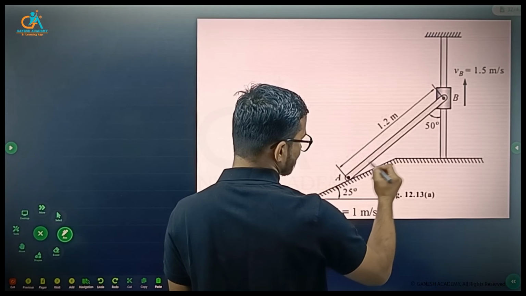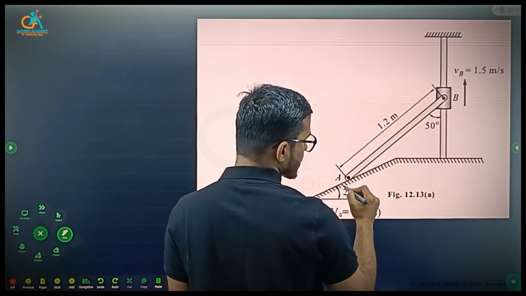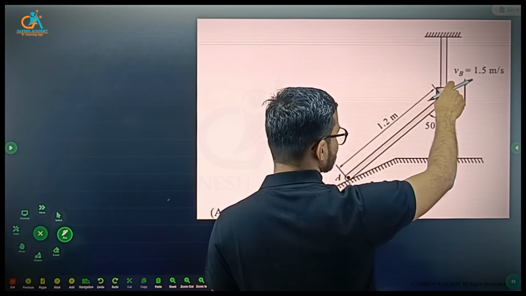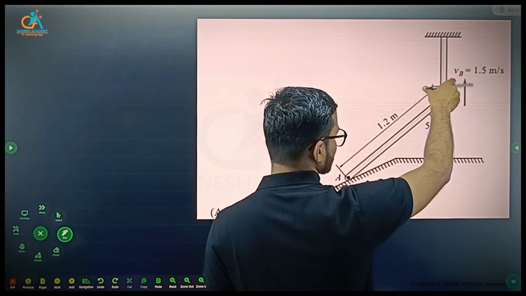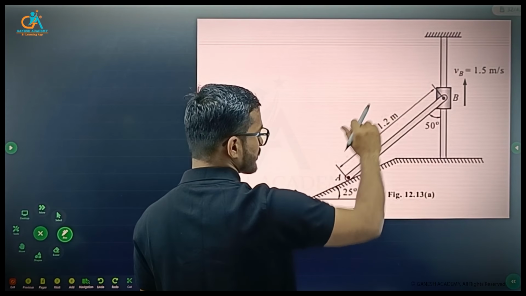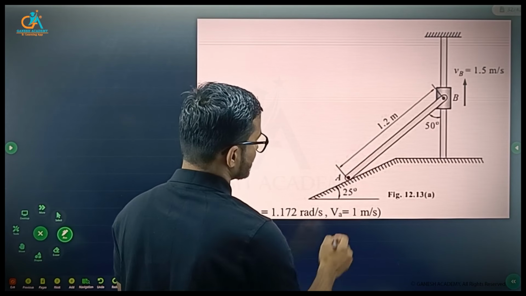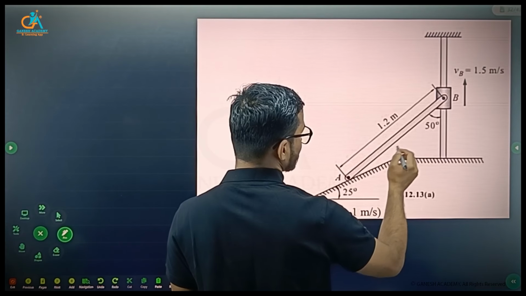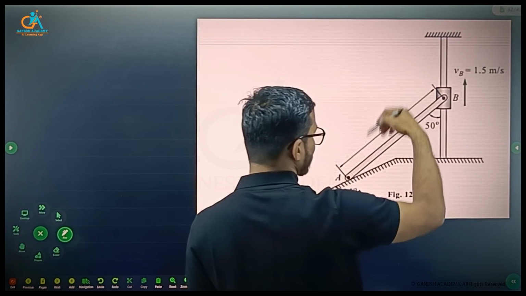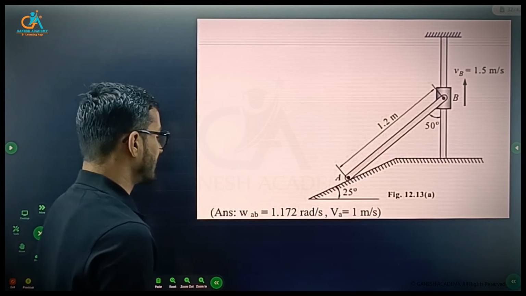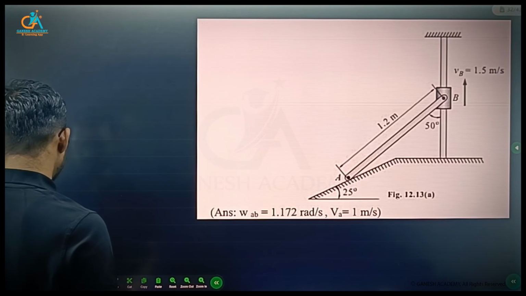End A tends to slide on the inclined plane, and B is pinned at the collar, so it will also rotate. So there is rotation as well. First of all, we have to find the velocity of point A as well as the angular velocity of rod AB.